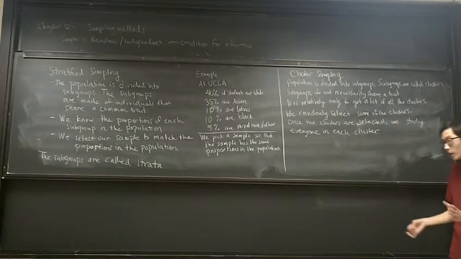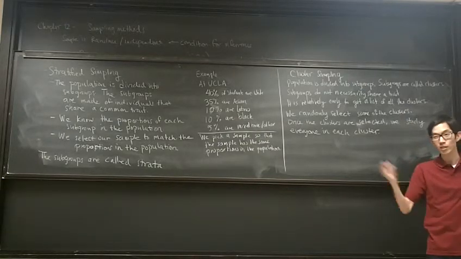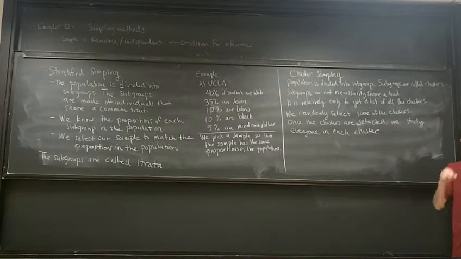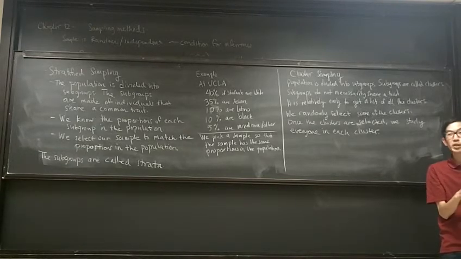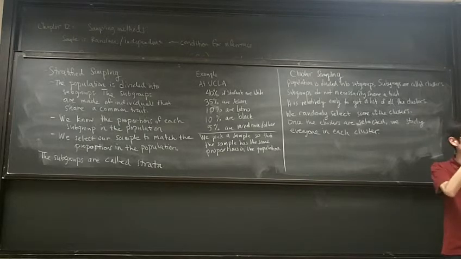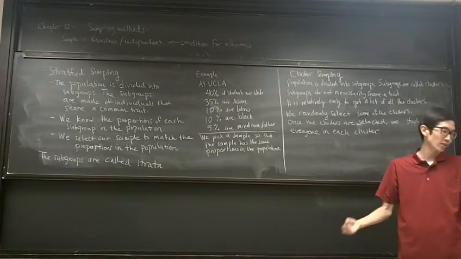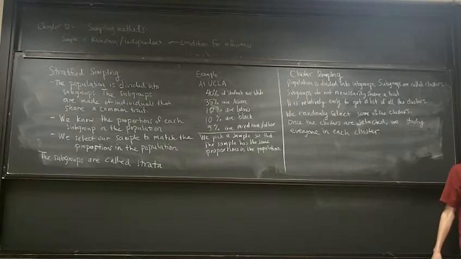It would be a lot easier to get a list of all the Jewish synagogues that exist in Los Angeles. I don't know how many there are, let's say there's 100. From the list of the 100 synagogues, I can randomly select 10 of them. Once I've identified the 10 synagogues, I go to those 10 and survey everyone at the synagogue. The synagogue might have a list of regular attendees, and we can get a list that way.